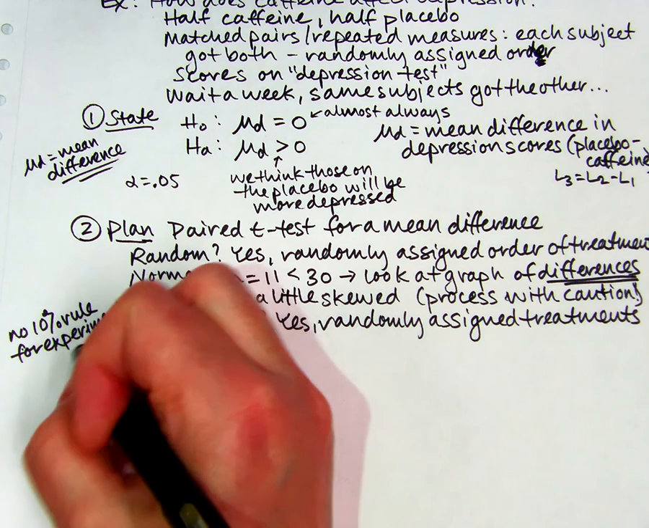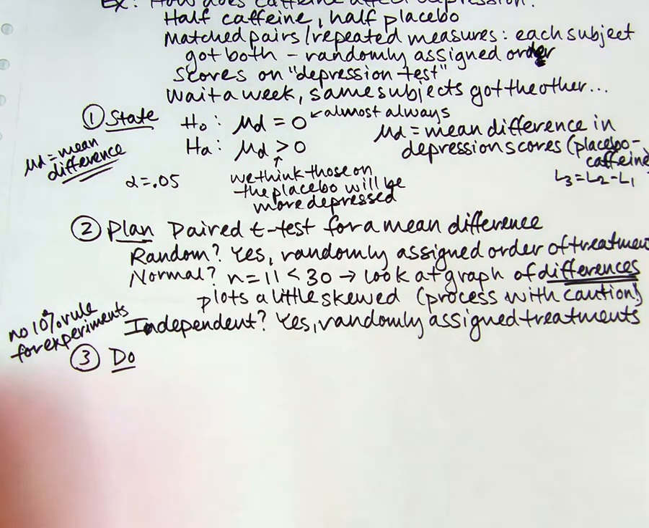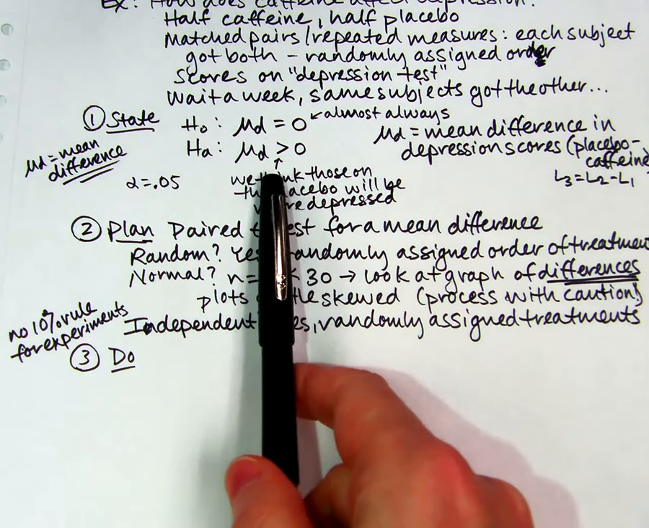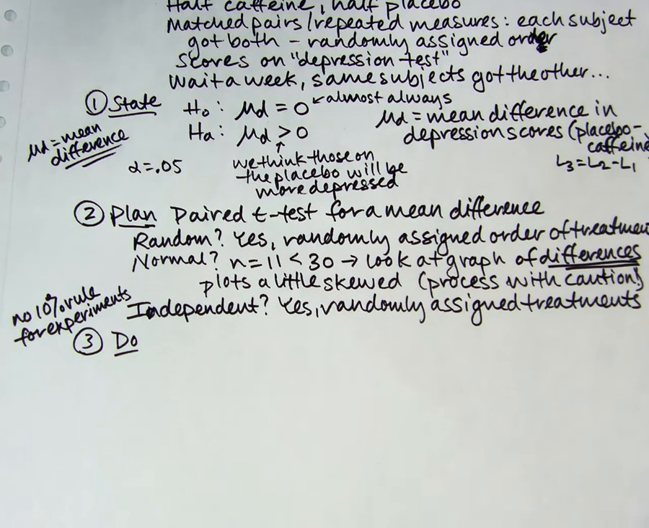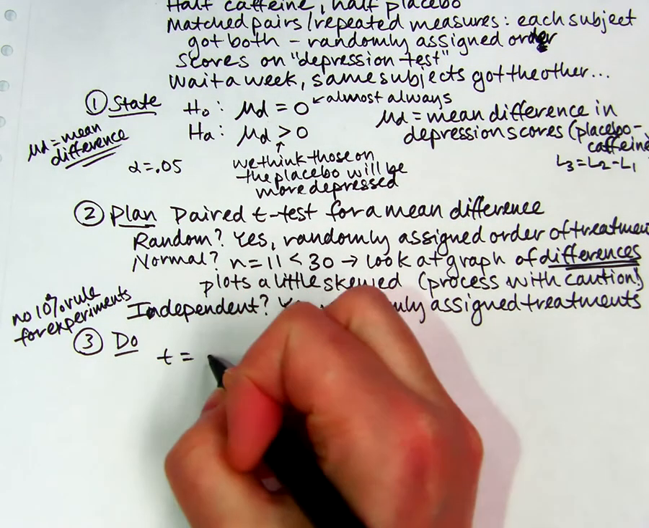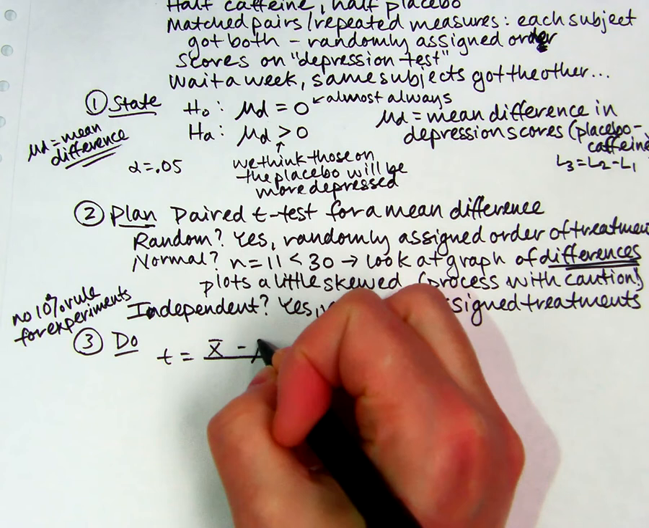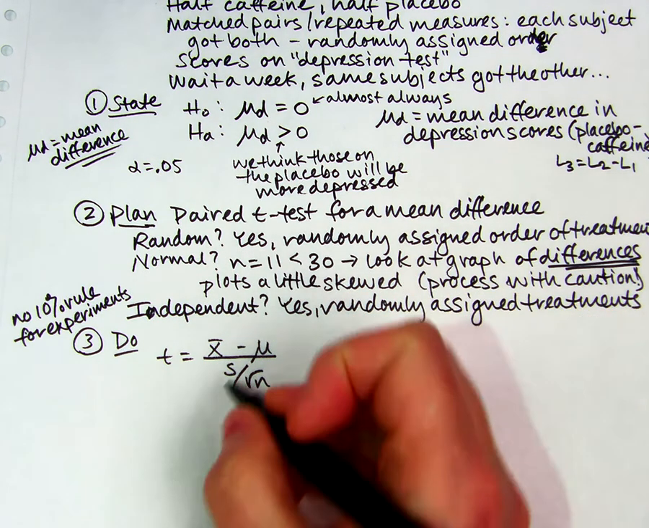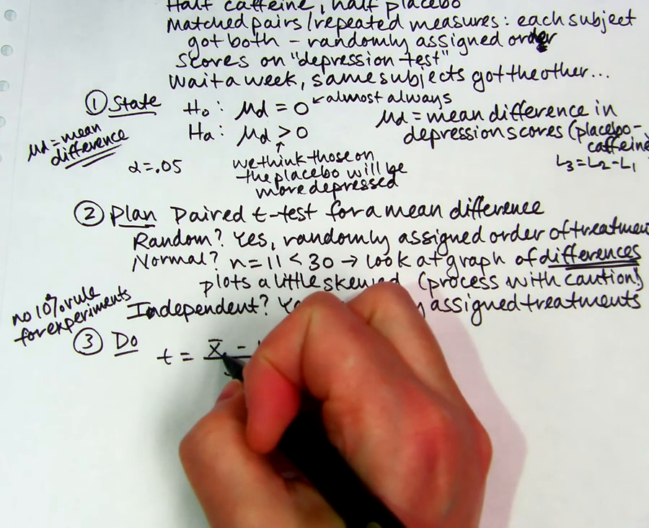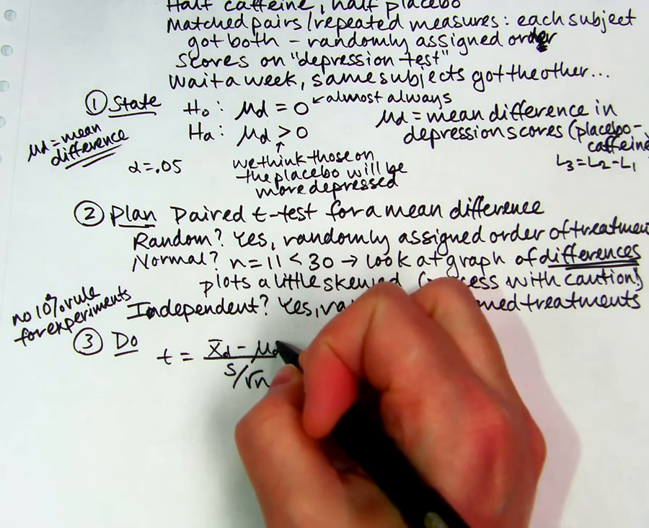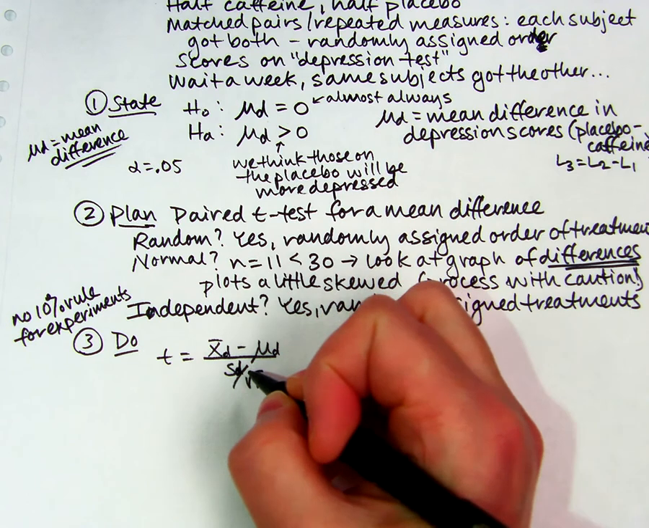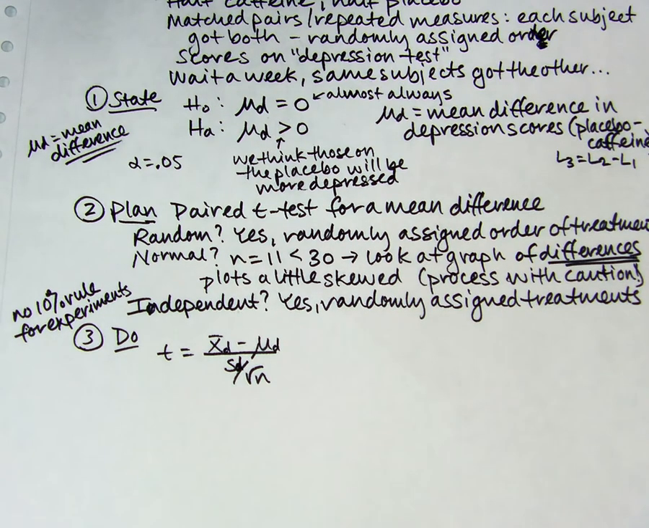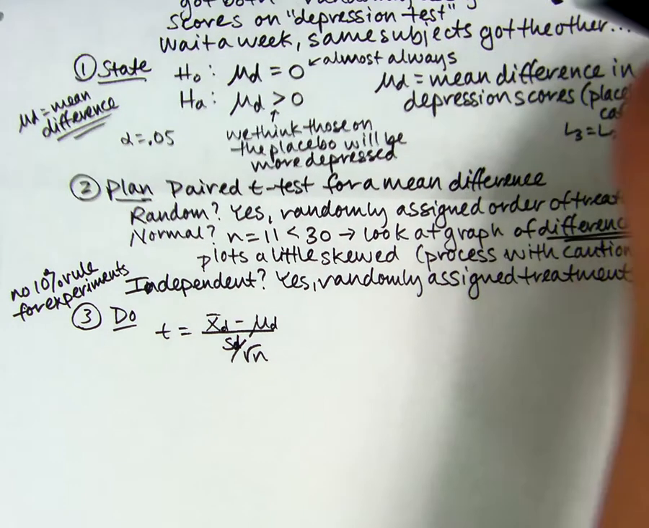Step 3, do. As you might expect, this is going to change a little bit also. So instead of having X bar and mu, now we have everything with a D on it for differences, and we're still going to do a t-test. So we're going to do t equals X bar minus mu over standard deviation over square root of n, except we're going to put D's on everything. So this is an X bar D and a mu D and an SD. And n really doesn't need a D on it, but all of those things are coming from the differences.